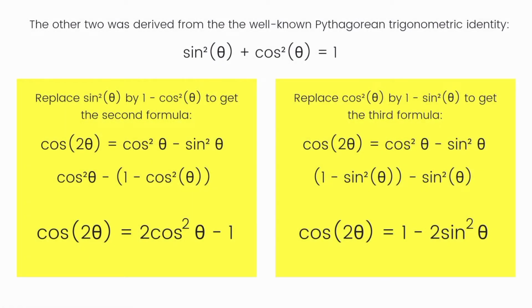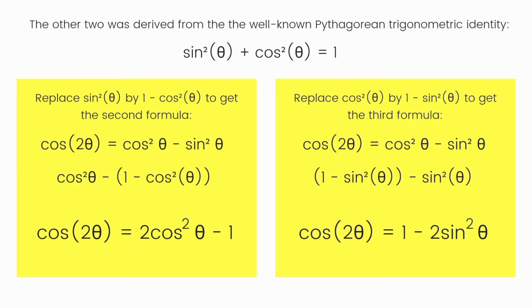The other two formulas were derived from the well-known Pythagorean trigonometric identity, sine squared theta plus cosine squared theta is equal to 1. To get the second formula, we have to replace sine squared theta by 1 minus cosine squared theta. So cosine 2 theta is equal to cosine squared theta minus (1 minus cosine squared theta), and cosine 2 theta is equal to 2 cosine squared theta minus 1.